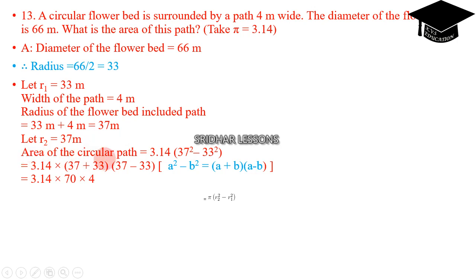And to find the area of the circular path, which is equal to 3.14 into 37 square minus 33 square, that is 3.14 into 37 plus 33 into 37 minus 33, because a square minus b square is equal to a plus b into a minus b, is the formula used. This is equal to 3.14 into 70 into 4, which gives the value of 879.20 meters square. So the required area is equal to 879.20 meters square.